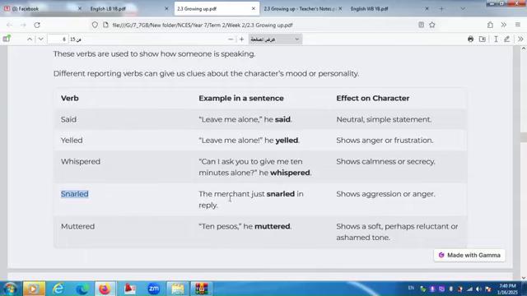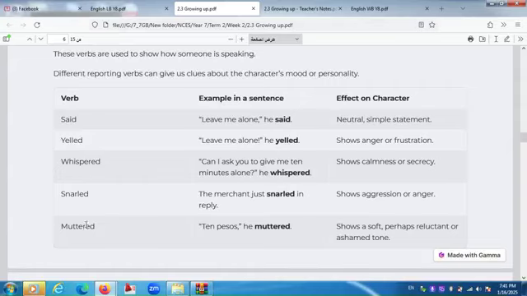Snarled, you are very angry. "The merchant just snarled in reply." It shows aggression or anger, screaming. Muttered: "10 paces," he muttered. It shows a soft and perhaps reluctant or ashamed tone, because he knew that he is doing something bad, something negative, yet he is continuing doing it.